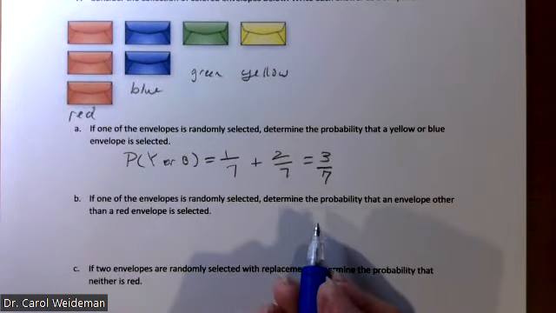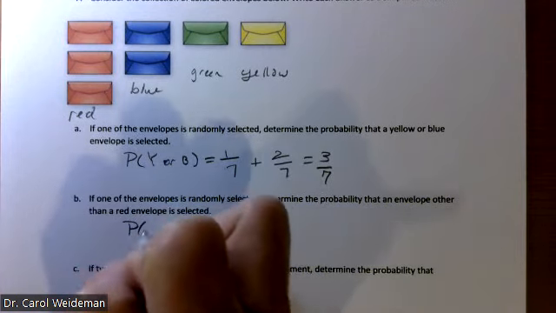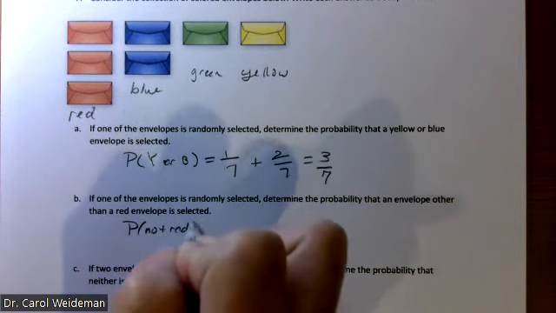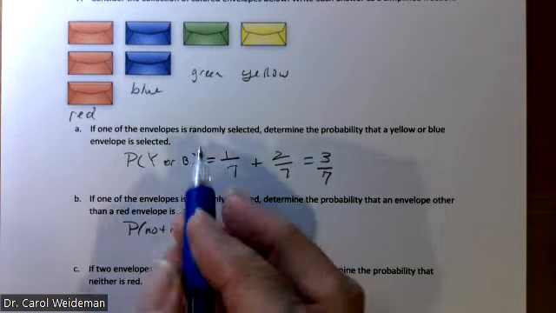Now we're going to pick one, and we want the probability that we get an envelope other than red. So probability not red. So out of those 7 envelopes, how many are not red? We see 4.